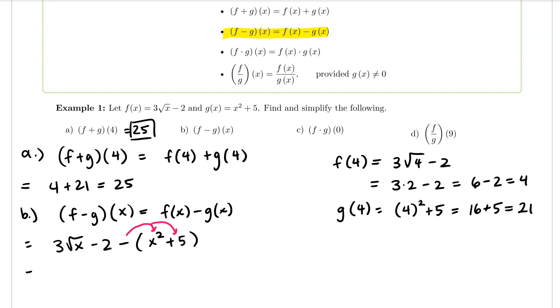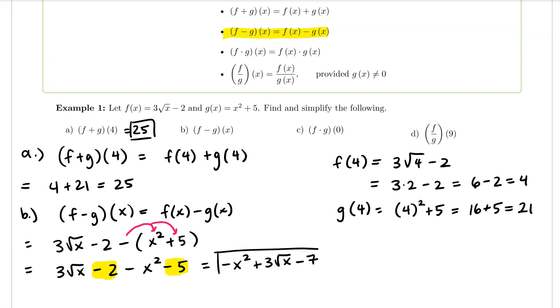If we do that, we get 3 times the square root of x minus 2 minus x squared minus 5. And then here we have these like terms that we want to combine, and that is going to give us negative x squared plus 3 times the square root of x, and then minus 7. So there's our answer for part B.